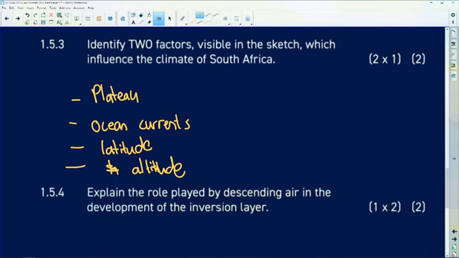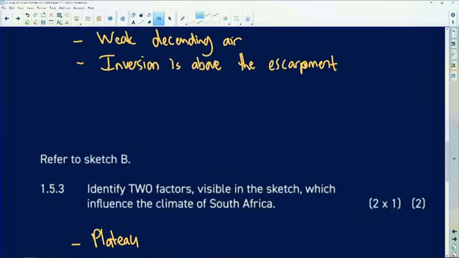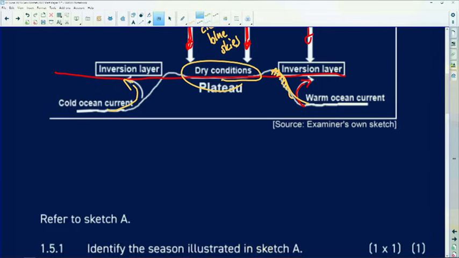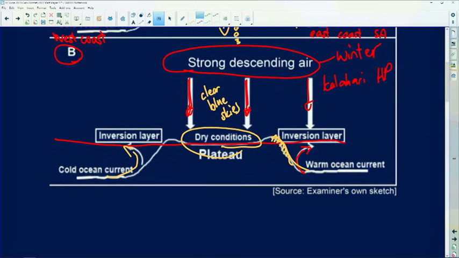If we quickly have a look at question 1.4, explain the role played by descending air in the development of the inversion layer. Now, it's very simple. The stronger the descending air, the more compressed it makes the inversion layer. So it forces the inversion layer to move downwards, and it forces this warm ocean air not to reach the escarpment.